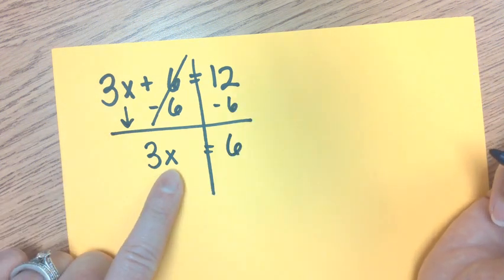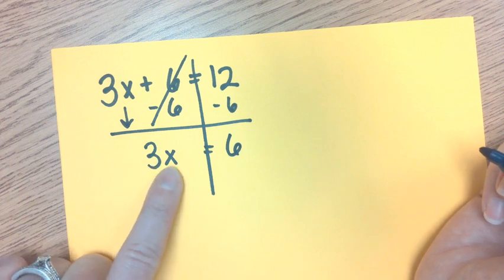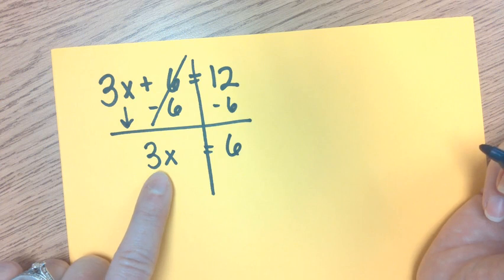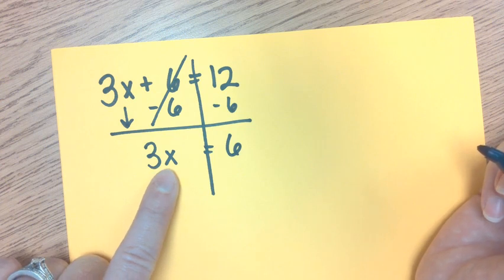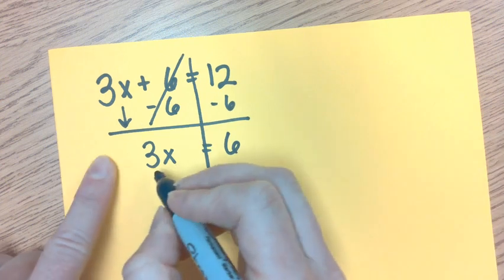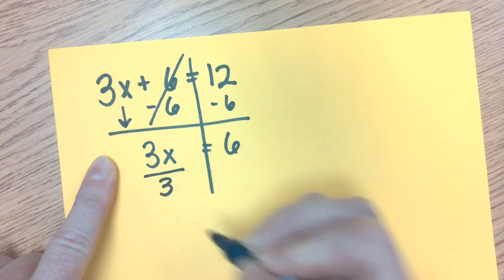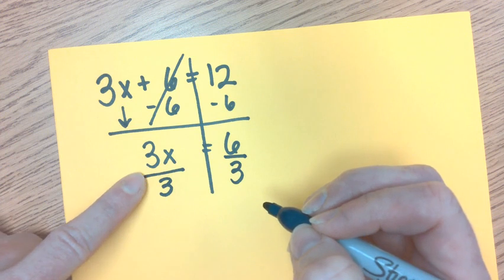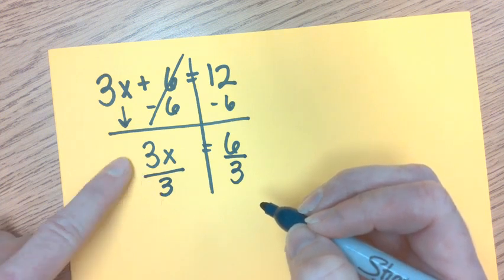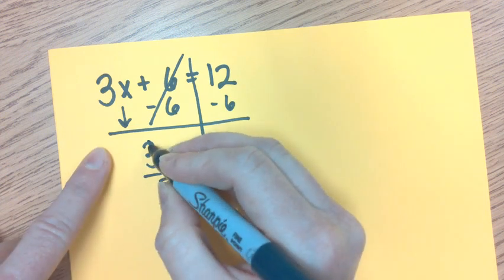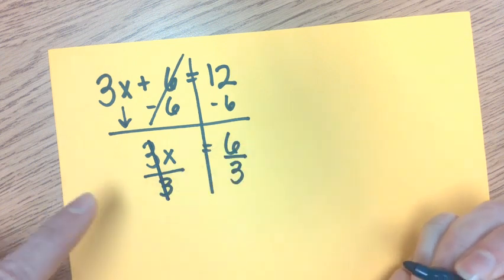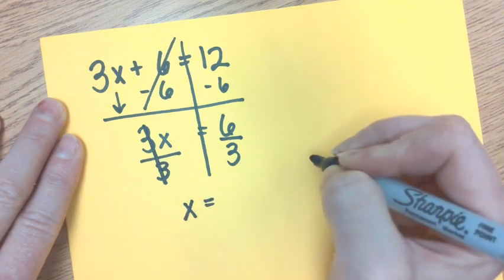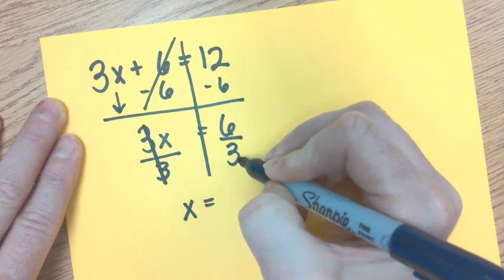Now, remember, we want to get x by itself. So what's keeping x from being by itself? The 3. This is 3 times x. So you have to do the opposite of times. That is divide by 3. So we show that as a fraction. This fraction bar means 3 divided by 3. Well, if I have 3 and I divide by 3, I get 1. So I'm able to mark them both out because that equals 1. Which leaves us with x equals 6 divided by 3 is 2.